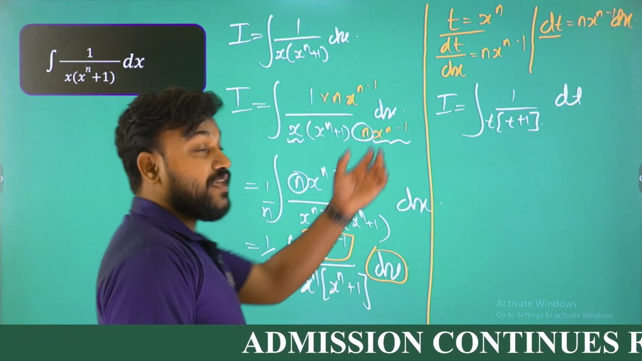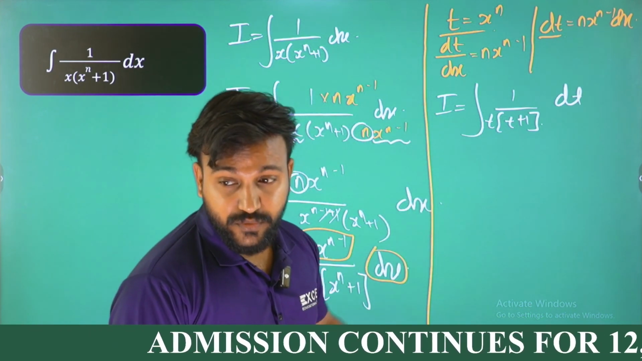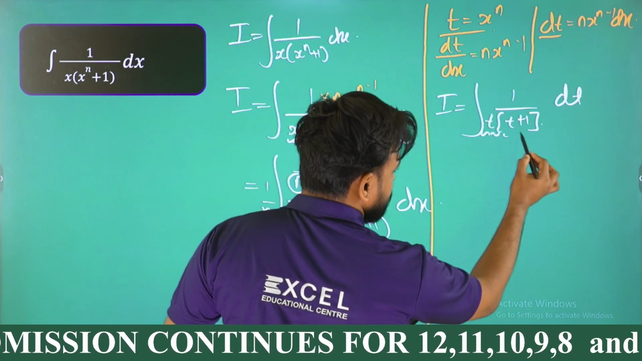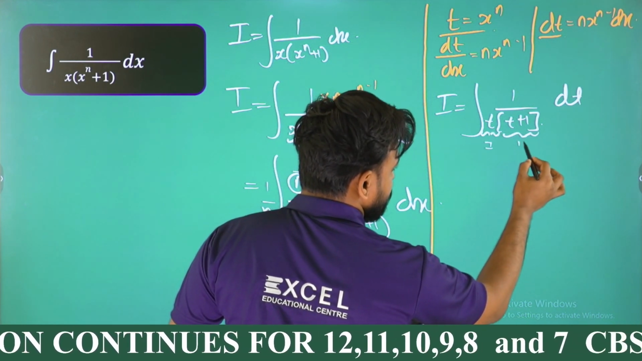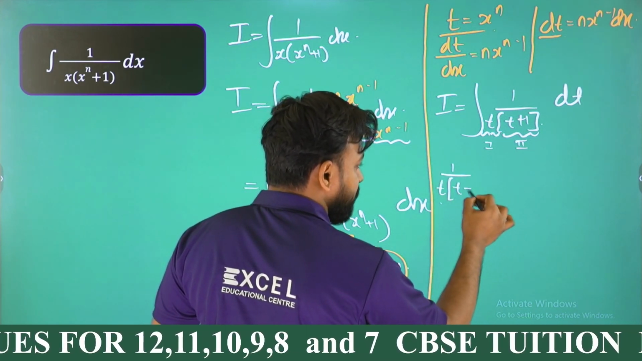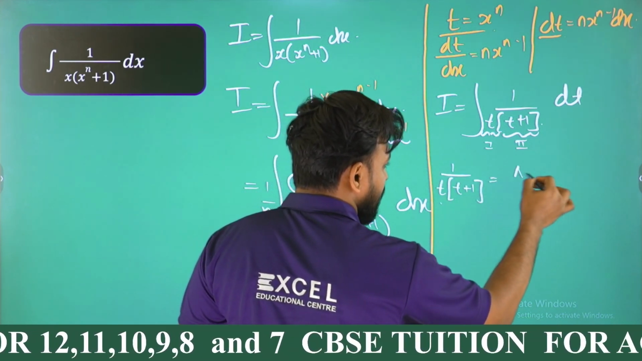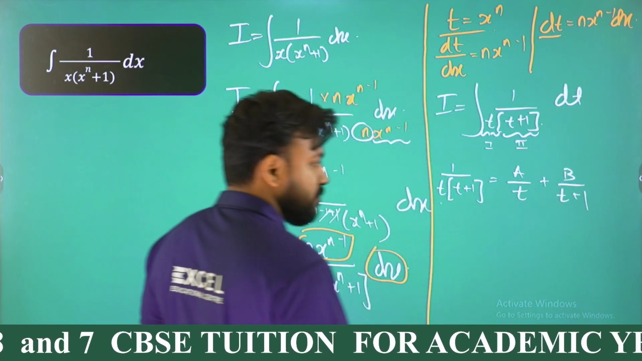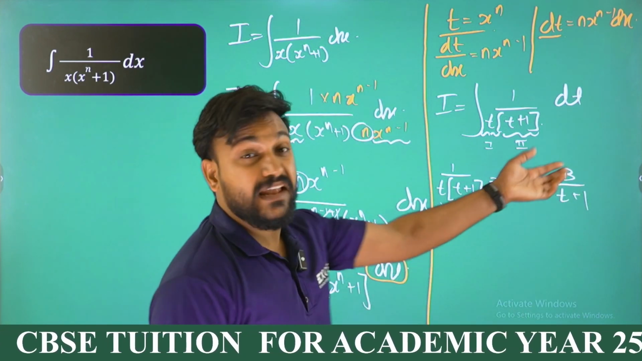Ready? Now we can perform partial fraction. How do we do that? Listen very carefully. This is your first factor. This is your second factor. Ready? So 1 by t into t plus 1 can be written as a by t plus b by t plus 1. Ready? I want to find a and b here.